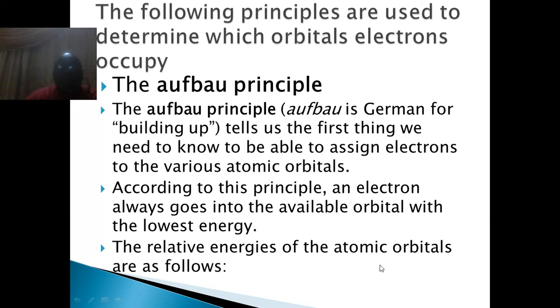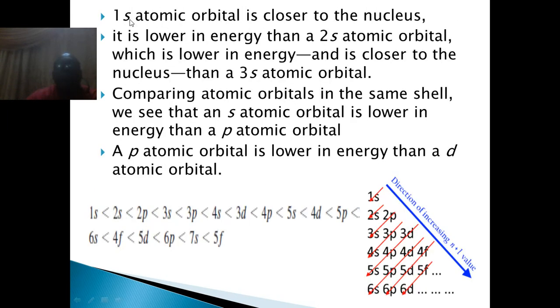The relative energies of the atomic orbitals are as follows. 1s atomic orbital is closer to the nucleus. It is lower in energy than 2s atomic orbital. 2s atomic orbital is also lower in energy than and closer to the nucleus than the 3s atomic orbital. In other words, when you are filling the atom with electrons, you first of all go to the 1s, which is closer to the nucleus and of lowest energy. When it is filled up, you now go to 2s. When 2s is filled up, you now go to 3s, and so on like that.